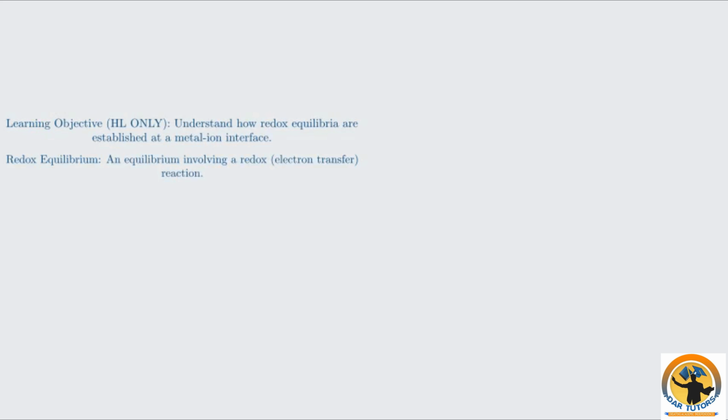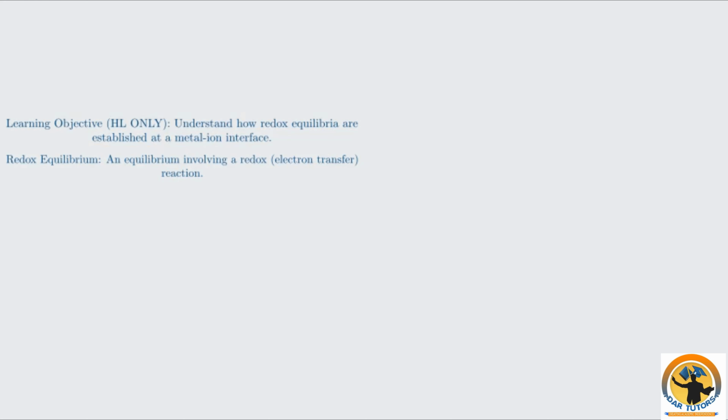We now move to a higher level topic, redox equilibria. Our objective is to understand how these equilibria are established between metals and their ions. This concept is the foundation of electrochemical cells. A redox equilibrium is a dynamic equilibrium involving electron transfer. This means the forward and reverse electron transfer reactions are occurring at equal rates.